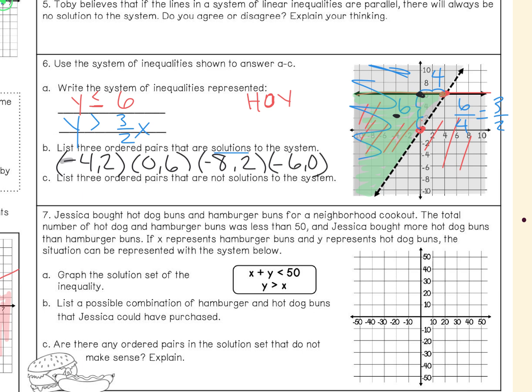If they are not solutions, they're going to be anything that is outside of this shaded region. So, anywhere within this yellow or on this solid line. So we could say 0, 0 is not a solution because it's on the dotted line. Okay?